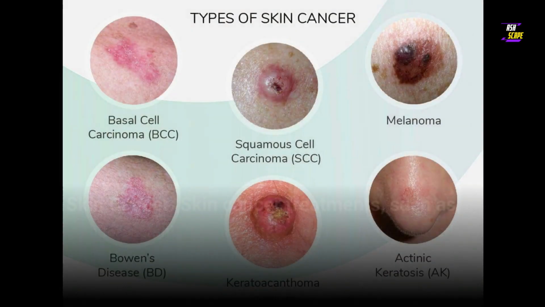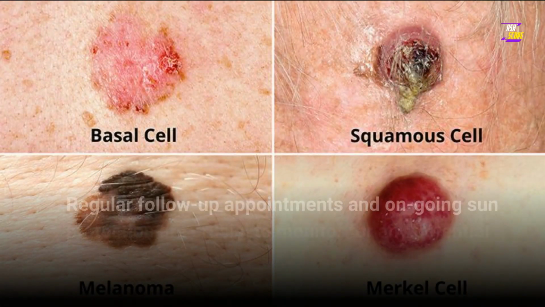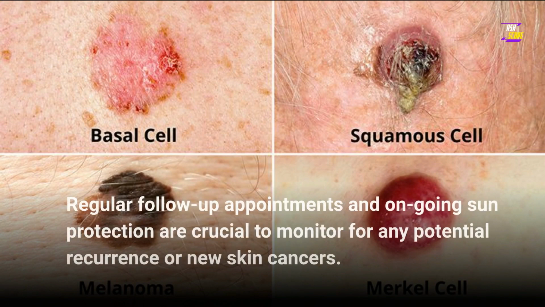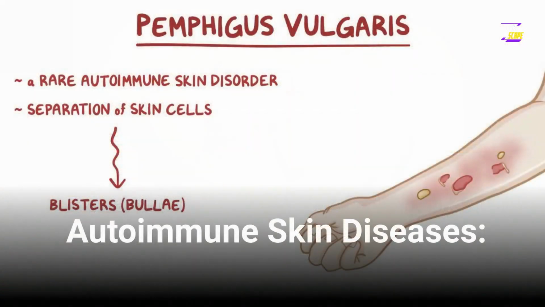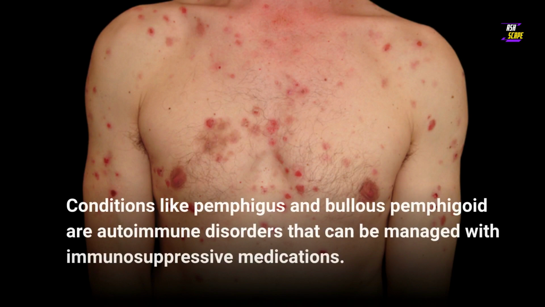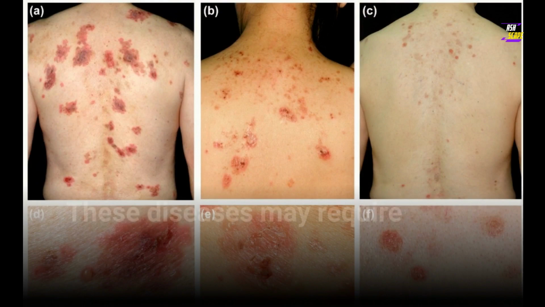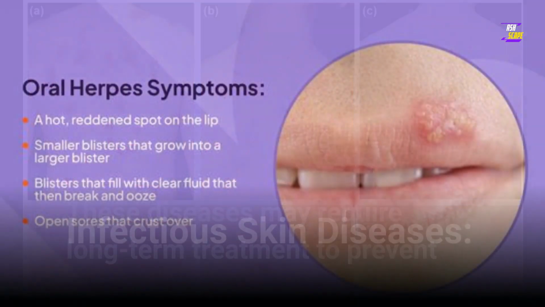While these conditions can often be managed effectively with treatment, they may never be completely cured, and symptoms can return periodically. Skin cancer. Skin cancer treatments, such as surgical removal or radiation therapy, aim to eliminate cancerous cells. Regular follow-up appointments and ongoing sun protection are crucial to monitor for any potential recurrence or new skin cancers. Autoimmune skin diseases. Conditions like pemphigus and bullous pemphigoid are autoimmune disorders that can be managed with immunosuppressive medications. These diseases may require long-term treatment to prevent relapses.